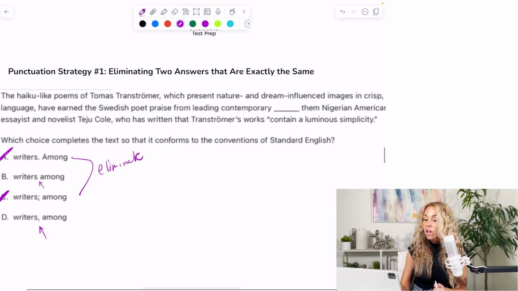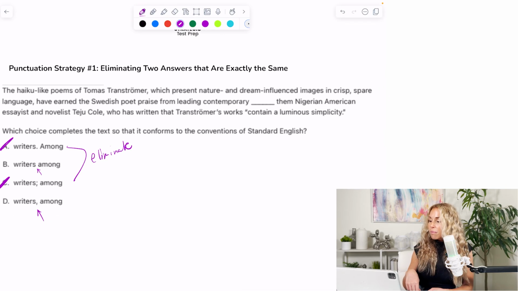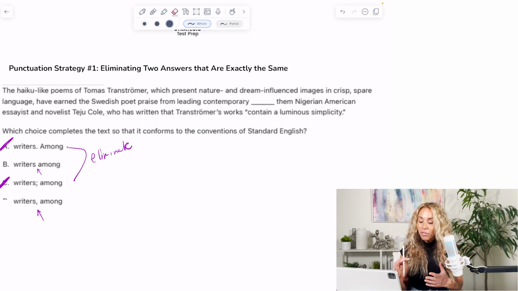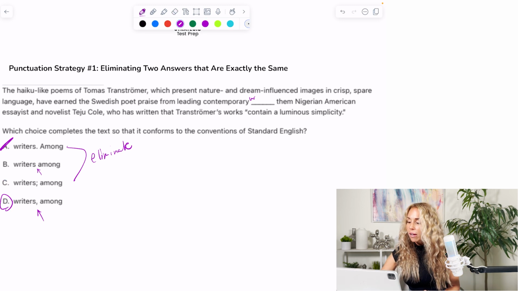So I have the haiku-like poems of Thomas Tranströmer, which present nature and dream-influenced images in crisp, spare language, have earned the Swedish poet praise from leading contemporary writers. Among them, Nigerian-American essayist and novelist Teju Cole, who has written that Tranströmer's works contain a luminous simplicity. I definitely had to pause between writers and among. So I would go with D, which is the comma. Well, we have to ask ourselves too, why? Why is there a comma there?